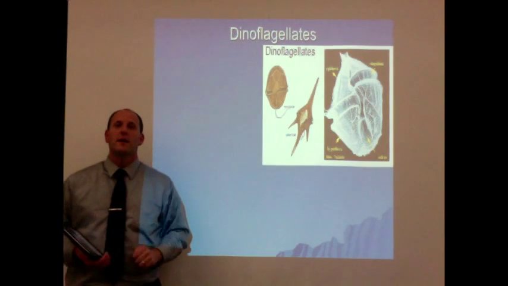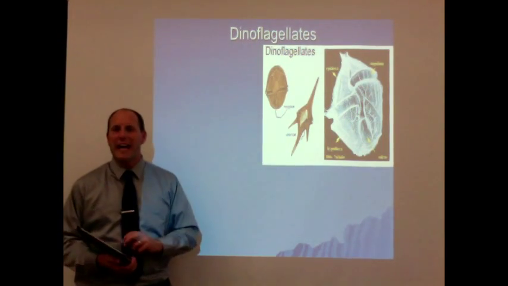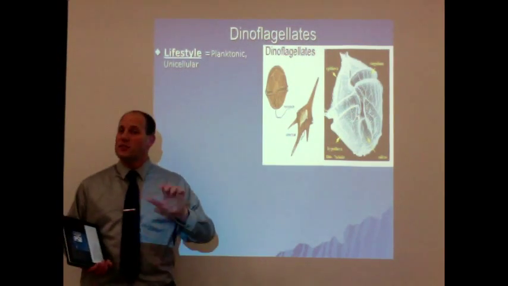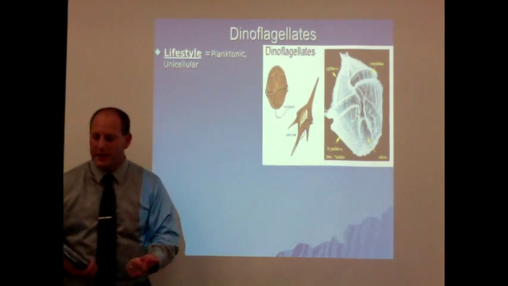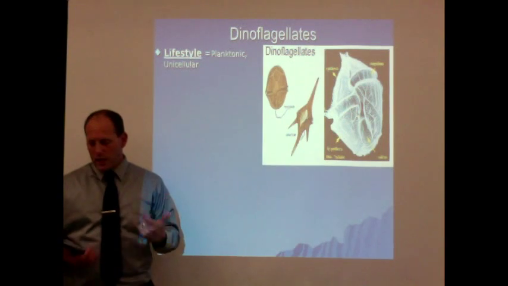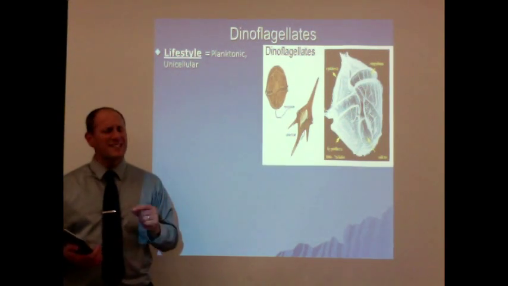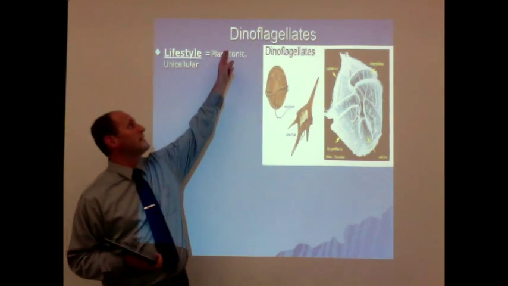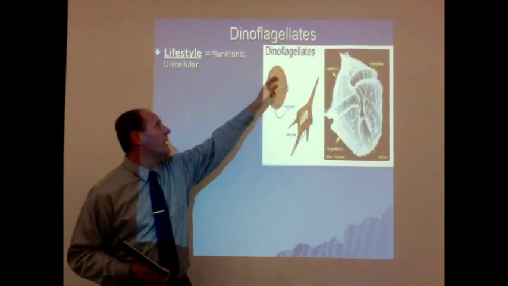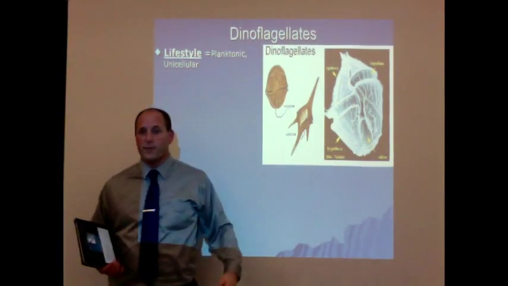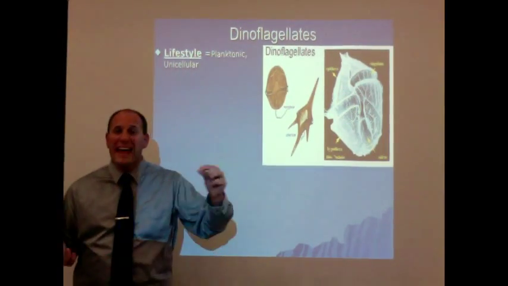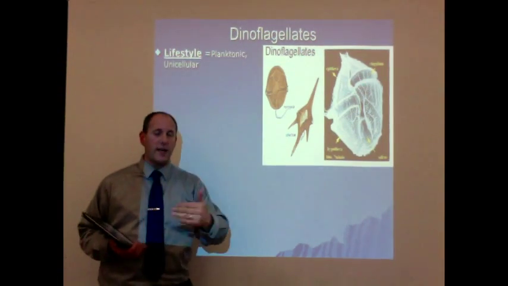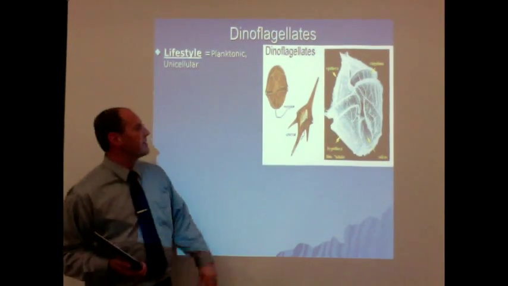The second plant-like protista are the dinoflagellates. The lifestyle of the dinoflagellates is very similar to that of the diatoms. They are planktonic. They are also unicellular. But it's a little unique that these particular organisms have two. That's what the di is for. And the flagellates, that's for flagella. Those whip-like, tail-like structures on the outside, another organelle, that sticks out of these organisms.